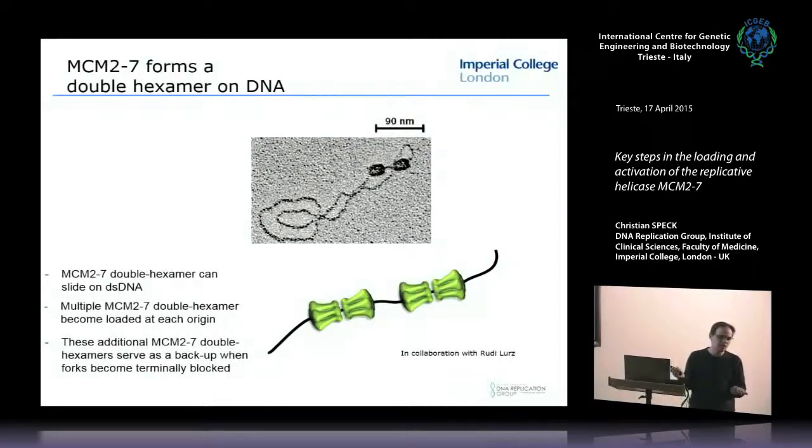And why does this exist? Well, in S phase, you cannot load a new double hexamer on top of DNA again. So you must do the job in G1. You must load enough of them to get through S phase. So even if one gets completely blocked, then you have an extra one that you can then activate and get through any kind of trouble.